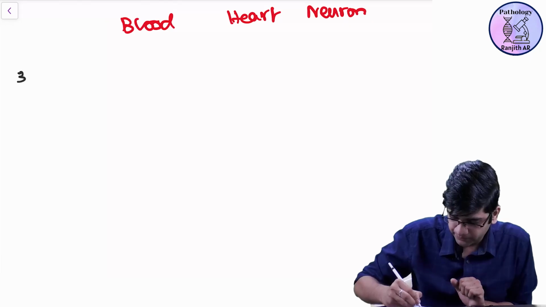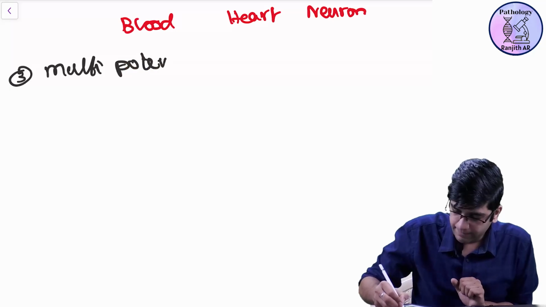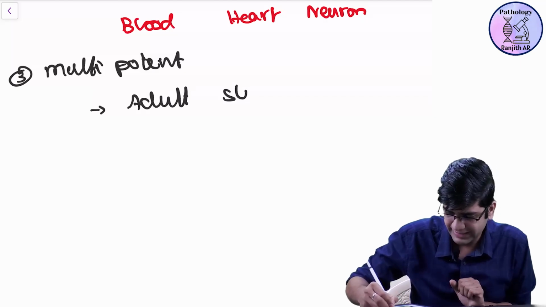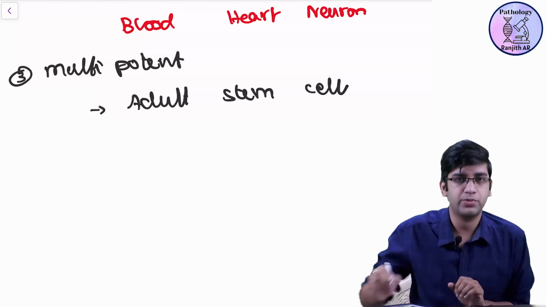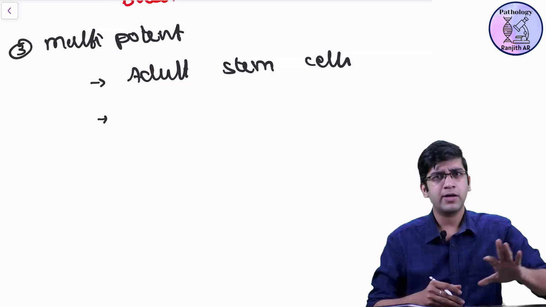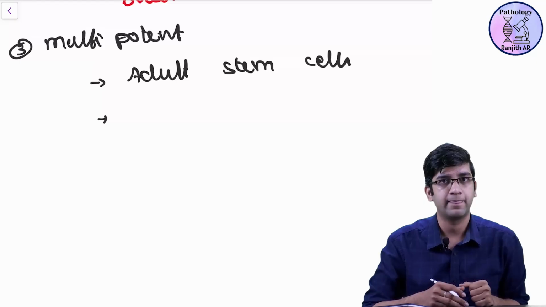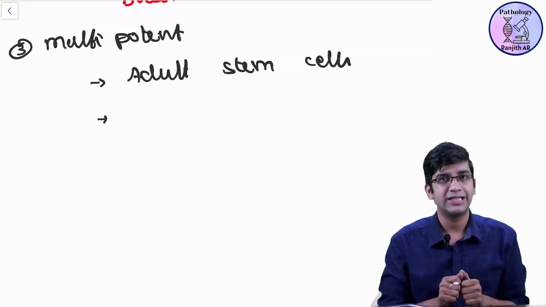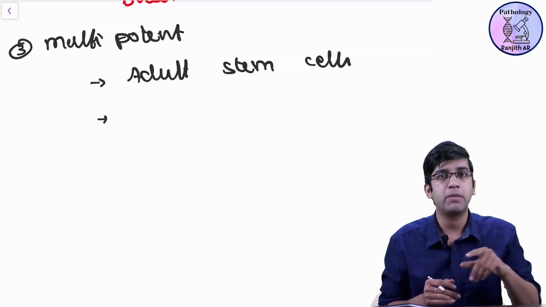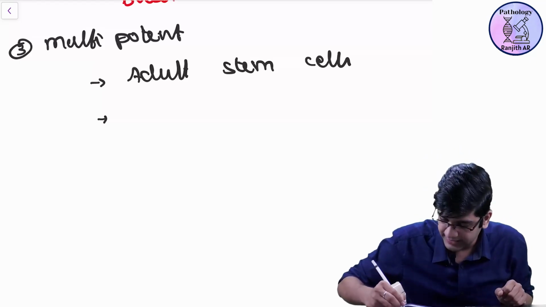Next is the third one, multipotent stem cells. Majority of the adult stem cells are multipotent. Very few are pluripotent, majority are multipotent, which means, let's take, say, the bone marrow itself: the first stage was pluripotency, the next stage was multipotency. So what I say by multipotent is, they can form blood cells, RBC, WBC, platelets, but not neurons. That's multipotency. It's lineage specific.